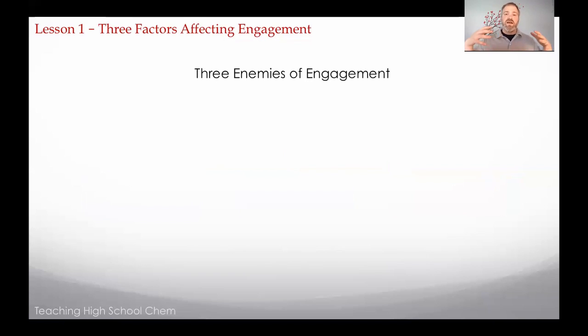Next, I want to look at what are the 3 enemies of engagement. Basically things that we can be looking at and saying, if we see one of these 3, it's kind of a red flag waving.